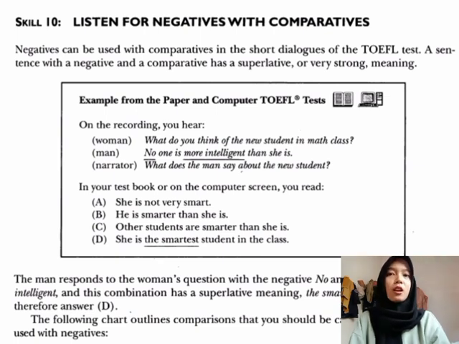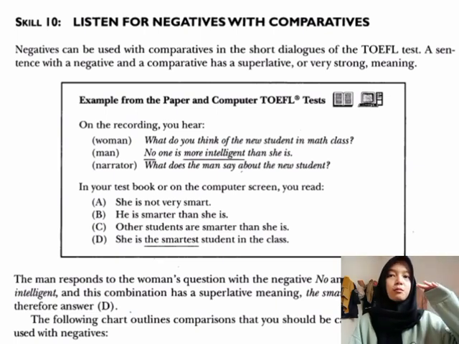So A is wrong. And then B, he is smarter than she is. Nope, this is the wrong answer, because the girl, the pronoun she here, is the most intelligent, so no one can compare to her. She is on the top. And then C, other students are smarter than she is. This is also wrong. You can see from A, B, C that they have similar meanings, guys: that the girl, the pronoun she, is dumb. But D here, we can read, she is the smartest student in the class.